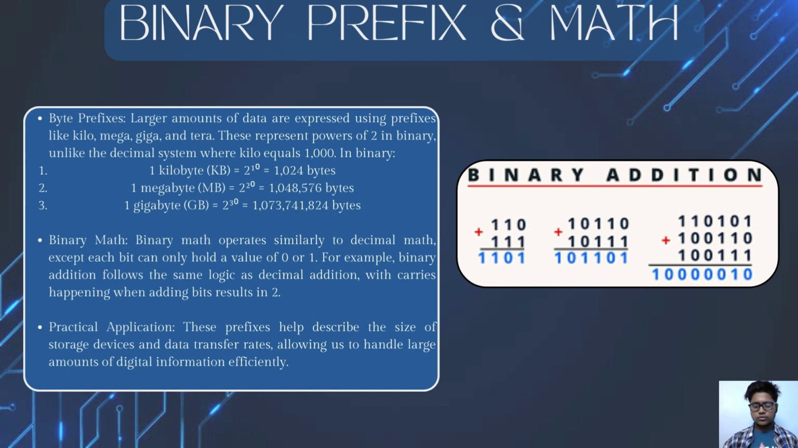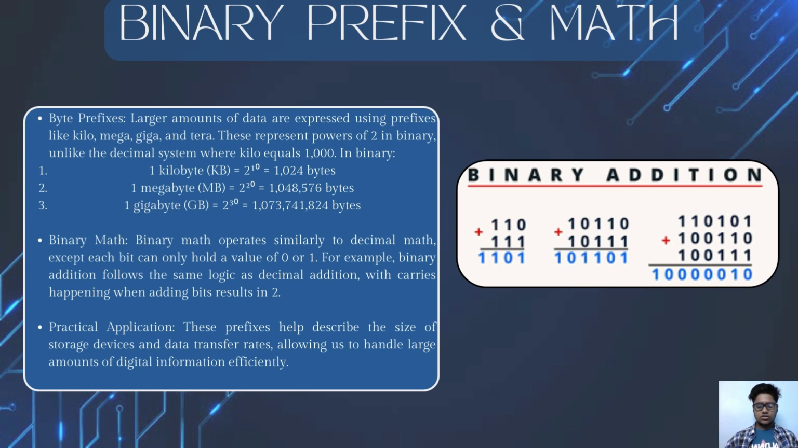The reason computers use base 2 math is due to the simplicity of representing binary values in electronic circuits. Binary math operates similarly to decimal math except each bit can hold a value of 0 or 1. For example, binary addition follows the same logic as decimal addition, with carries happening when adding bits results in 2.